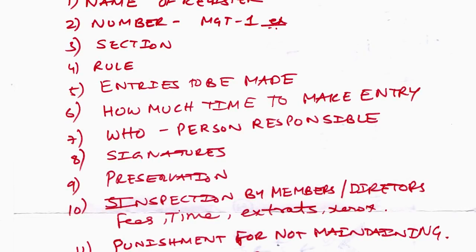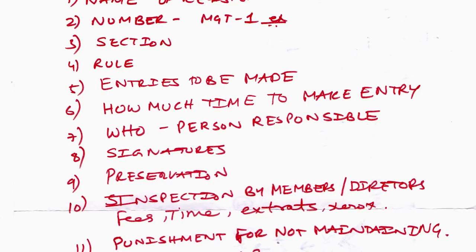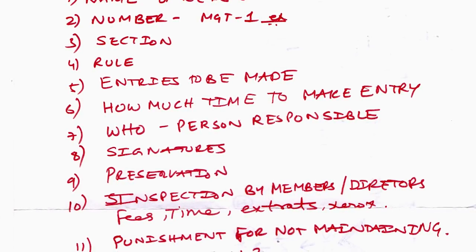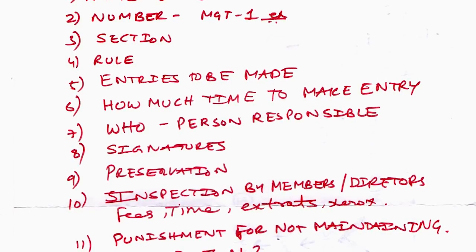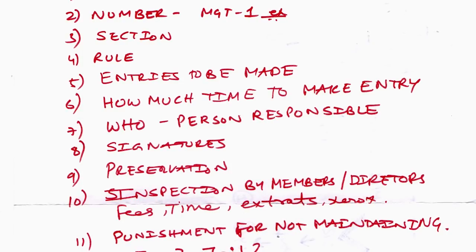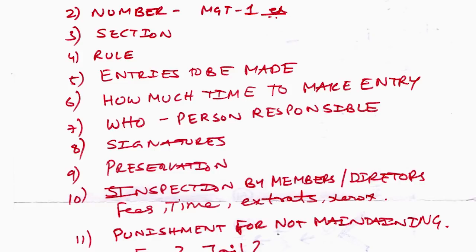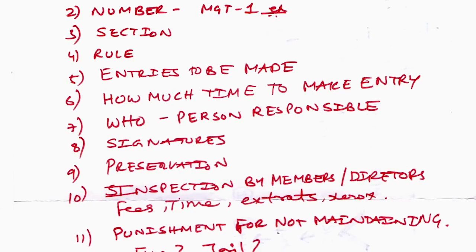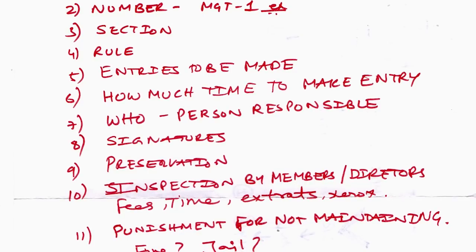Then go for the fifth point, the entries to be made. After that sixth point, how much time to make the entry, that is within how much time. For example, we have register of buyback. Within buyback, how many days we should make the entry? 7 days or 30 days or 14 days, that you should know. So if you remember in this formula way, it is very easy to remember and you will not have any confusion. Next, seventh point is, who is the person who is responsible to make the entry?